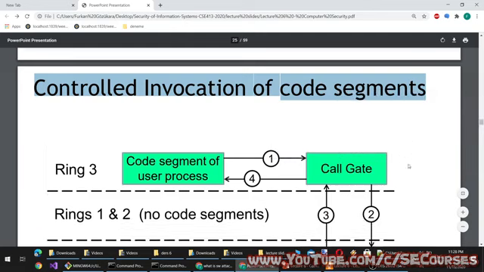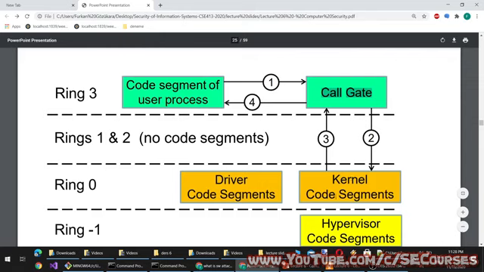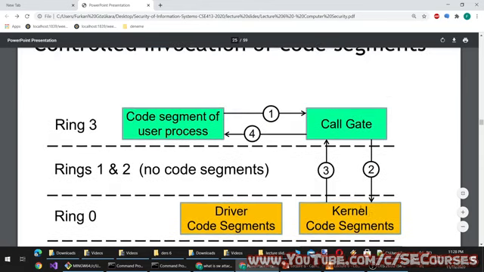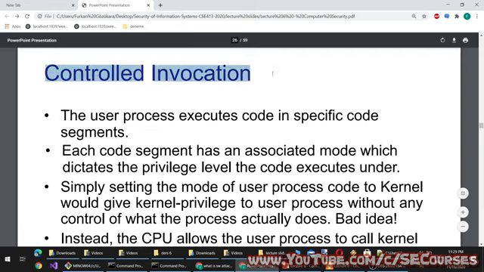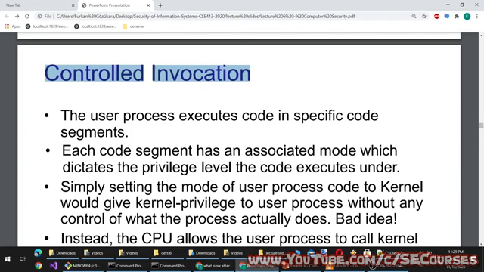Controlled invocation of code segments. So there is a ring 3 code segment of user processes. It calls a gate, and then the gate calls kernel code segments, and there are driver code segments and hypervisor code segments. Then the kernel code segment returns a value to the call gate, and it returns the value to the code segment of the user process. It is like accessing something from an API. Controlled invocation.